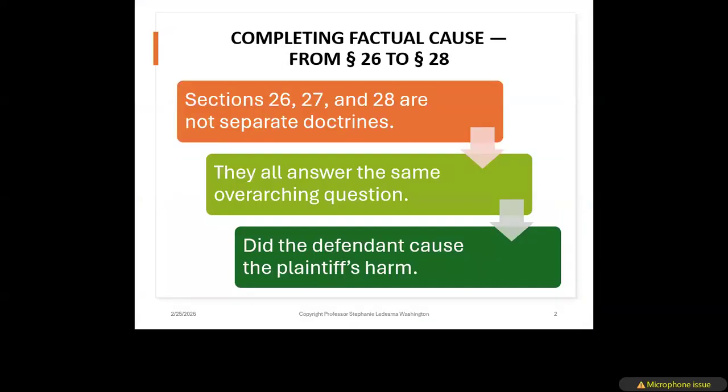Before we move into proximate cause, we must finish actual cause. So, where are we? We are in the doctrine of negligence. We are on the third element, which is causation. And we are addressing the first causation, which is actual cause. Actual cause is also known as factual cause, and factual cause is also known as cause in fact.